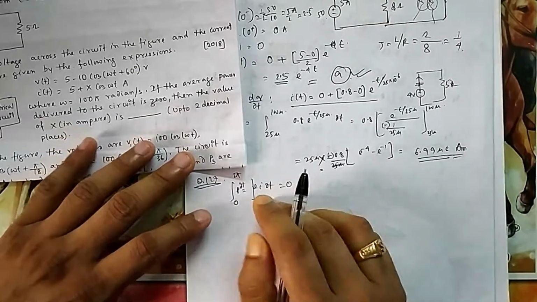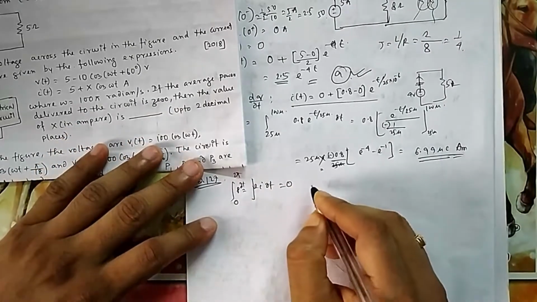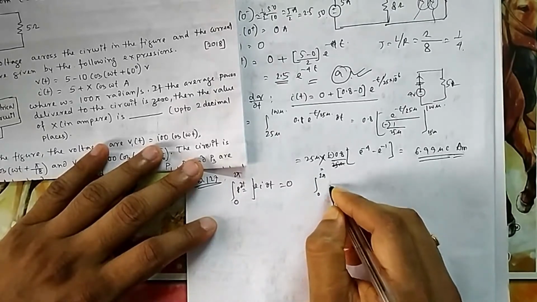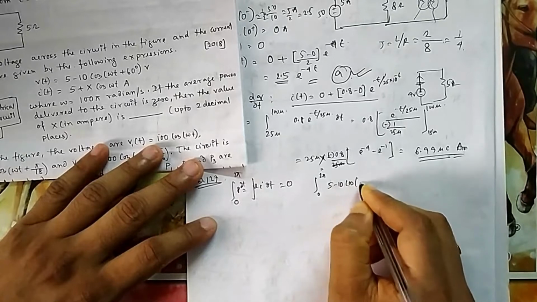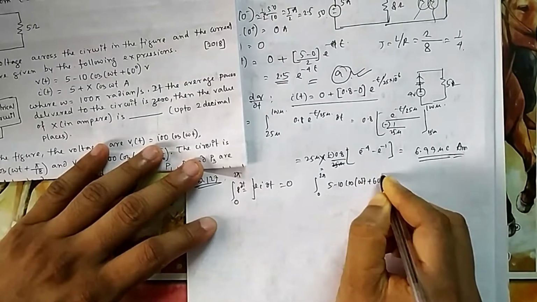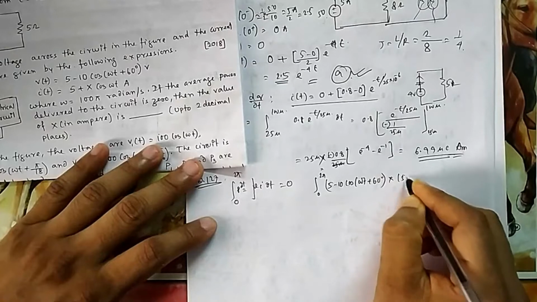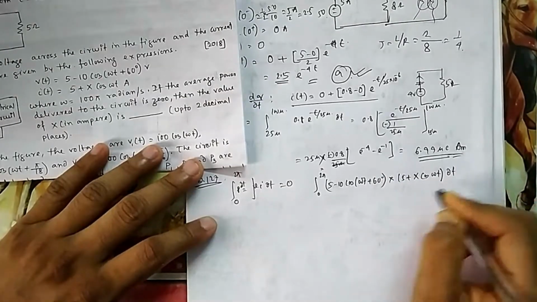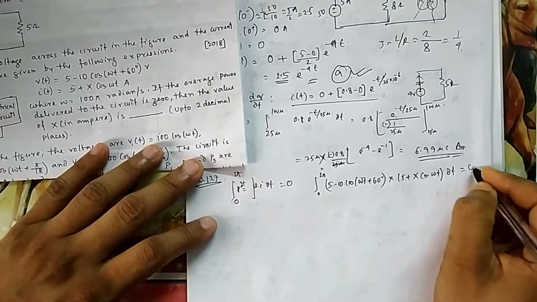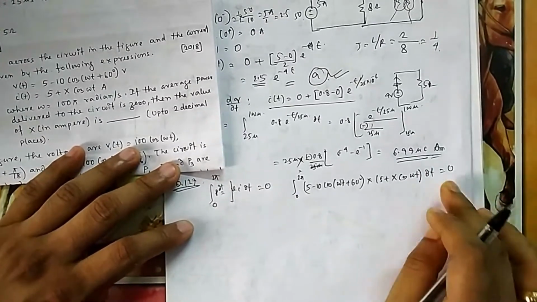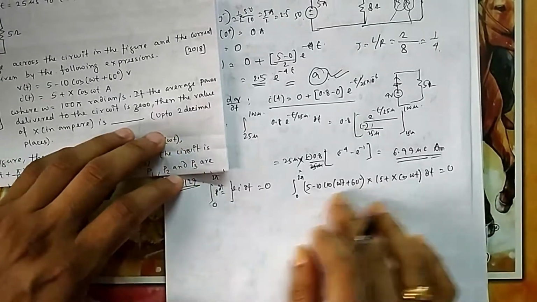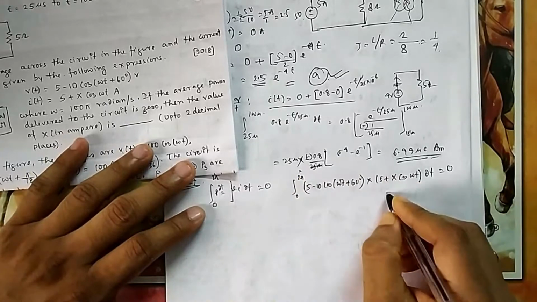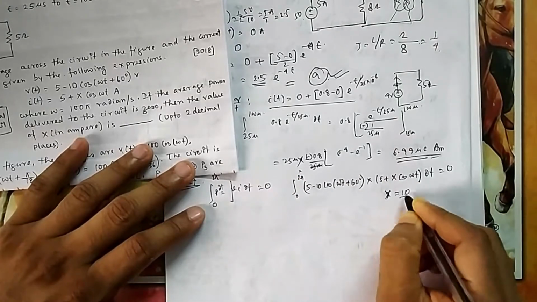But it will be a lengthy one. You can take the product and do this integration. I am writing out the expression: 5 minus 10 cos omega t plus 60, multiplied by the current. This is general, meaning it will be applicable for any v given to you, because the product of this is power, so average power is 0. You apply this formula, integrate it from 0 to 2 pi, and you will get the answer X equal to 10.